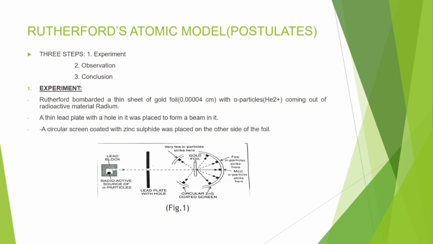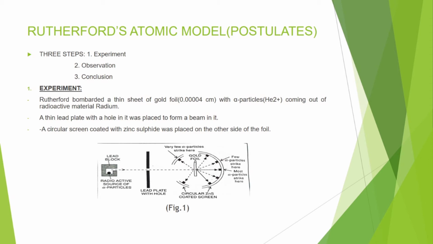Rutherford's gold foil experiment can be studied in three steps. First, the experiment and experimental setup. Next, observation. And the last one is conclusion. In the first part, that is the experiment part, Rutherford bombarded a thin sheet of gold foil, having a thickness of 0.00004 centimeter, with alpha particles. These alpha particles are nothing but helium 2+ coming out of the radioactive material radium.